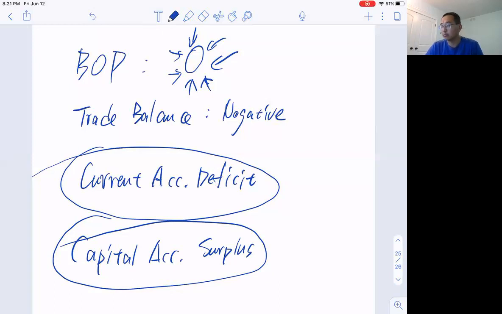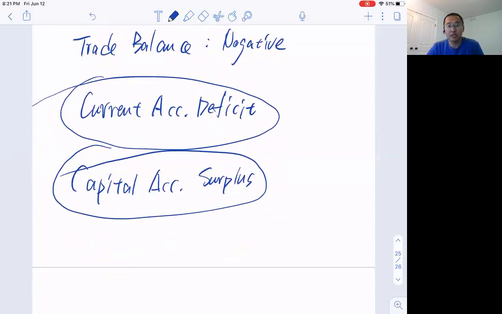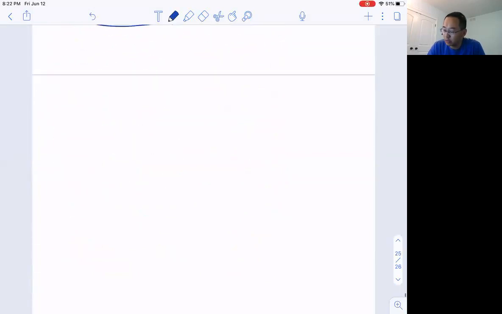Moreover, when it comes to trade deficit and budget deficit, they're actually very closely related. This is called the twin deficit problem.